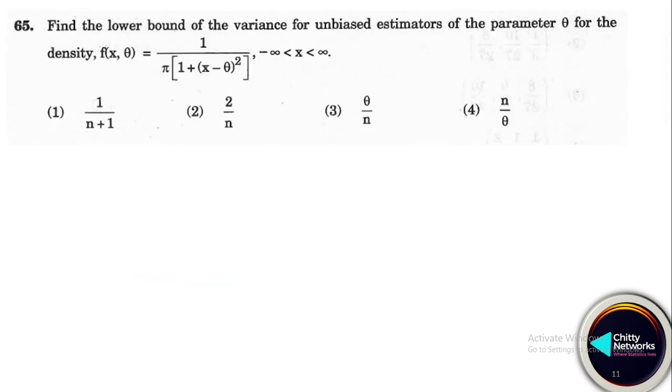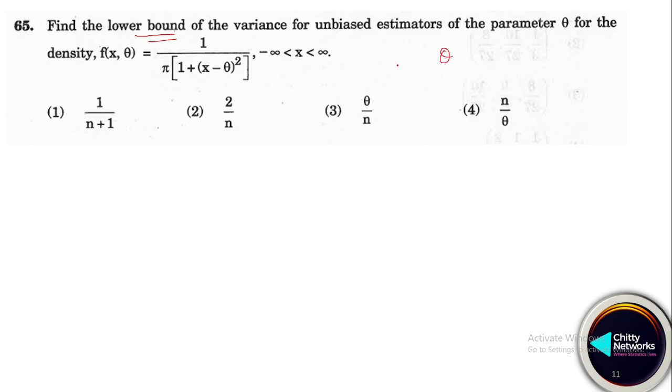Here they have asked to find the lower bound for the variance of the unbiased estimator of the parameter theta for the density. This is a Cauchy distribution. The given distribution is a Cauchy distribution, and they are asking us to find the lower bound of the variance of the unbiased estimator.